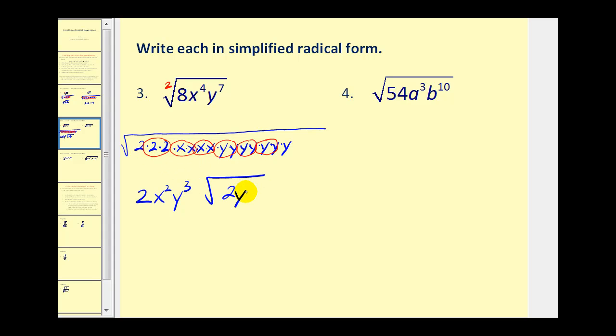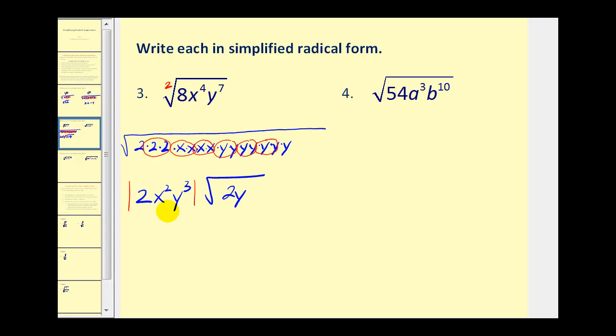Now, because the index is even, and this has an odd exponent, to assure that this is non-negative, we do need to take the absolute value of this. So we could take the absolute value of y cubed, or we could take the absolute value of 2x squared y cubed. It really depends on the textbook.